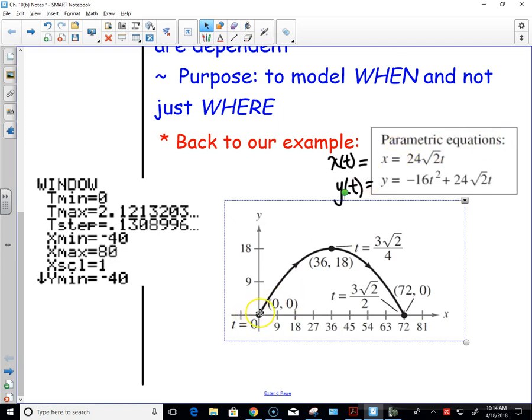The t equals time is going to determine how many of the x's and y's are actually graphed. So when t equals 0, the particle, or the ball, or the projectile, was here. At t equals 3 root 2 over 4, the particle or the projectile was here. And then at t equals 3 root 2 over 2, the particle or the projectile was here, 72.